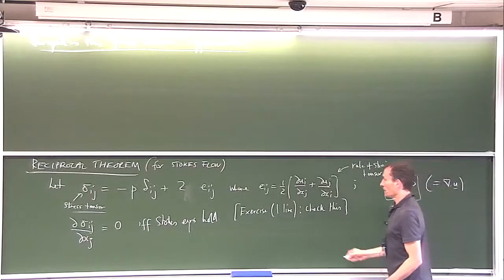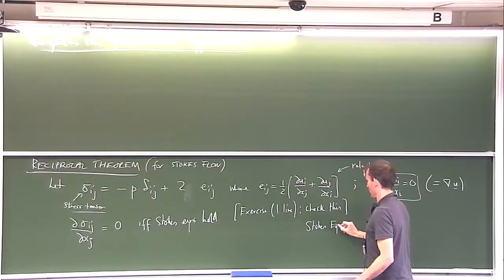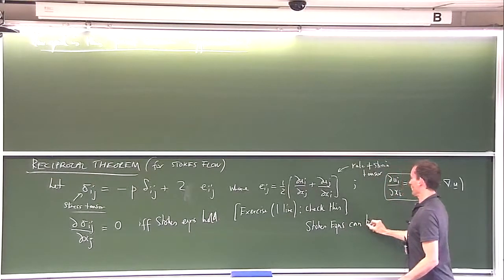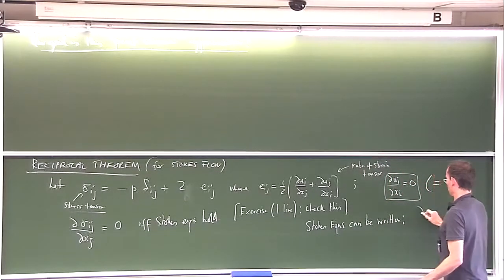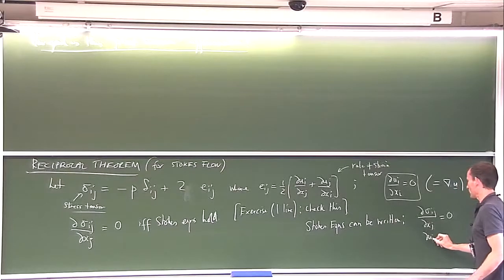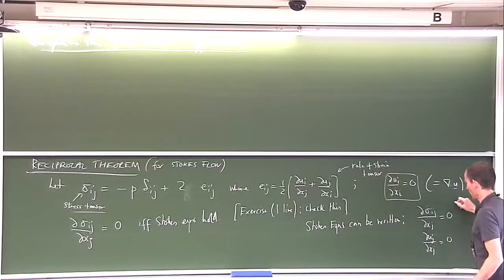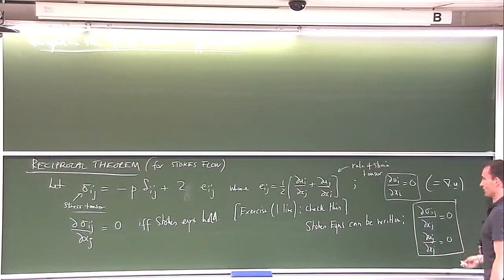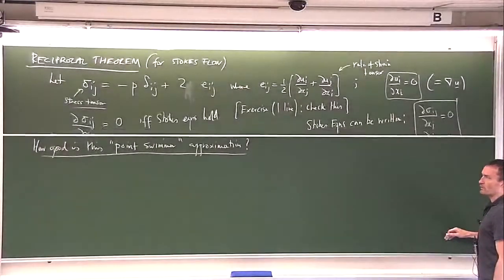Okay? So the Stokes equations can be written as follows. D sigma ij by dxj is 0, and duj by dxj is 0. It's just a different way to write the same equations.